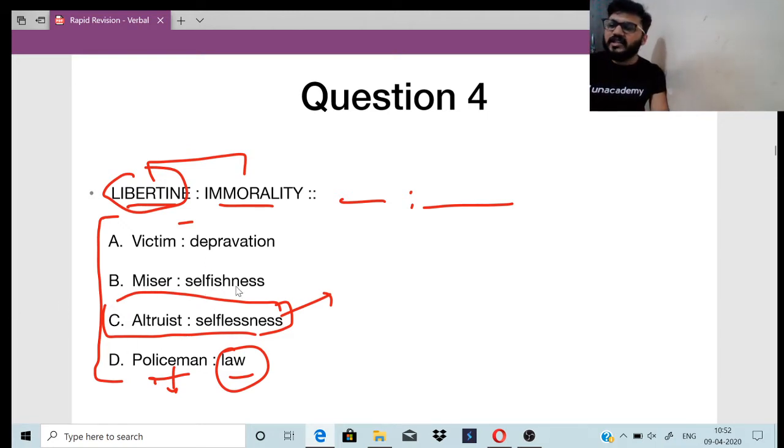Miser does not mean selfishness. Miser means he is very conscious about money. Okay. He is very stingy. So he doesn't care about it. It's not selfish. Selfish is another thing. Okay. Selfish is becoming insecure of others.